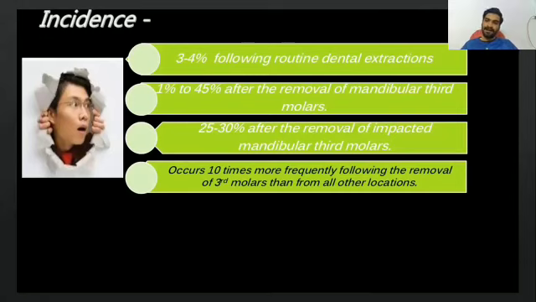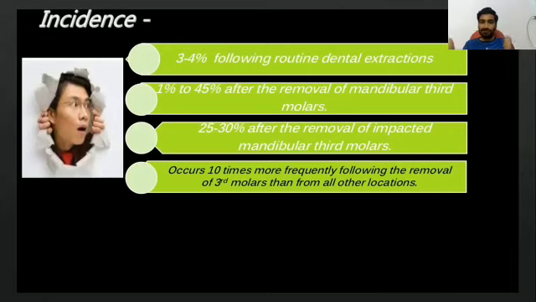So from 100 extractions, we can say that 3 to 4 extractions lead to formation of dry socket. Then we have 1% to 45% after the removal of mandibular third molar. So we can say that incidence of dry socket is most commonly associated with mandibular third molars. Next, 25 to 30% after removal of impacted mandibular third molar, right?